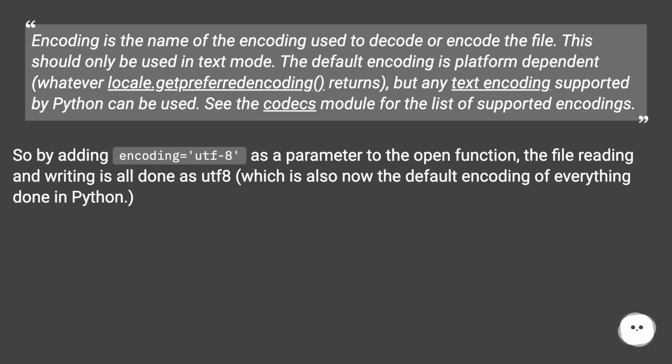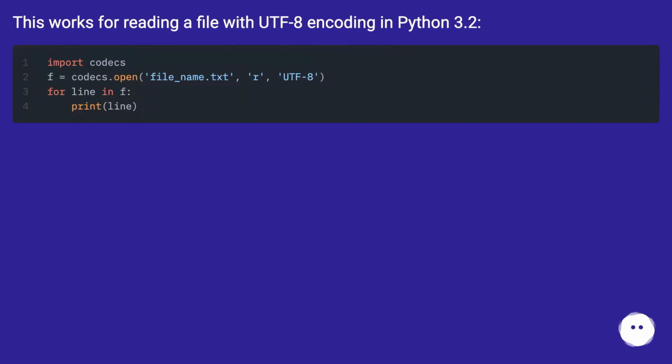See the codecs module for the list of supported encodings. So by adding encoding='utf-8' as a parameter to the open function, the file reading and writing is all done as UTF-8, which is also now the default encoding of everything done in Python. This works for reading a file with UTF-8 encoding in Python 3.2.